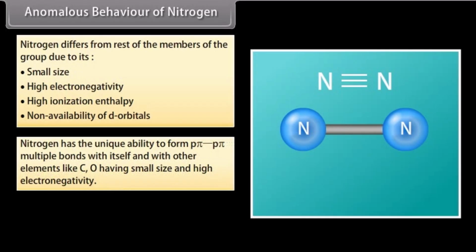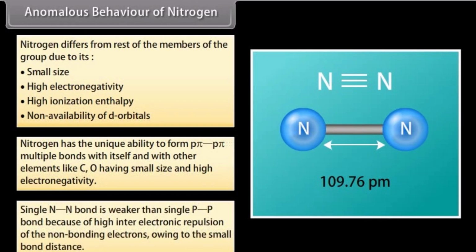Nitrogen has the unique ability to form pπ-pπ multiple bonds with itself and with other elements like carbon and oxygen, having small size and high electronegativity. Thus, nitrogen exists as a diatomic molecule with a triple bond between the 2 atoms, having high bond enthalpy, 941.4 kJ per mole.